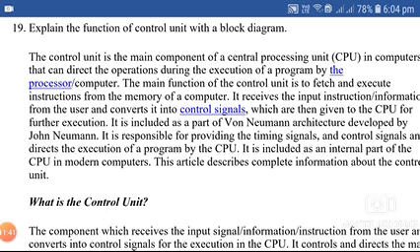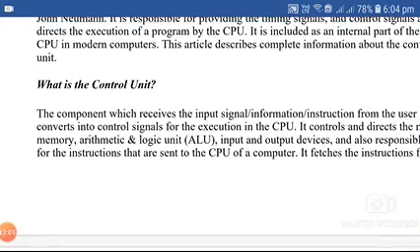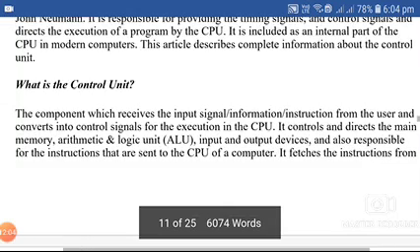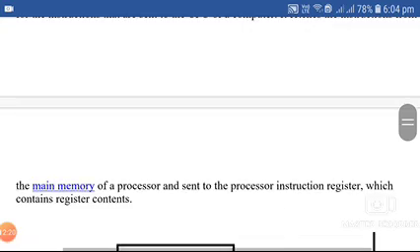The control unit is the main component of the central processing unit in a computer that can direct the operations during the execution of a program by the processor. The main function of the control unit is to fetch and execute instructions from the memory of the computer. What is the control unit? The component which receives the internal signal information instructions from the user and converts it to control signals for execution in the CPU. It controls and directs the main memory, arithmetic and logic unit, input and output devices, and is also responsible for the instructions that are sent to the CPU of the computer. It fetches the instructions from the main memory.